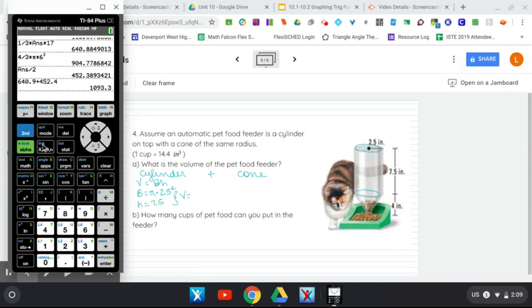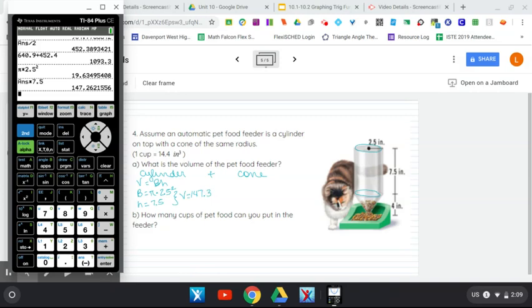So let's type this in. So I'm going to hit pi times 2.5 squared. And there's the area of my base. And then I'm going to take this same value in my calculator and I'm going to hit times 7.5. So the volume for the cylinder is 147.3.